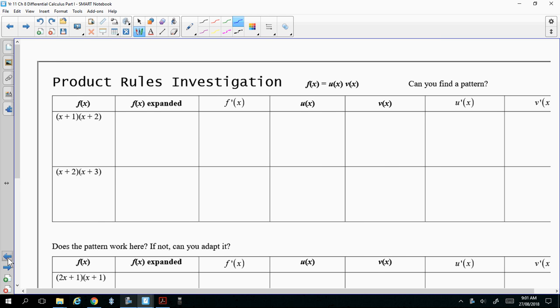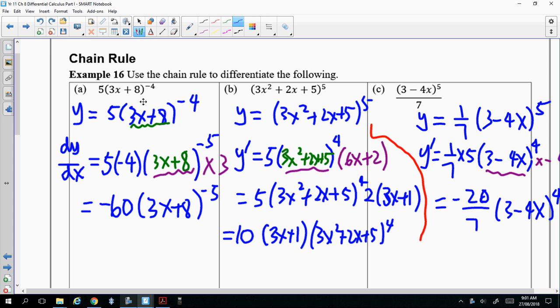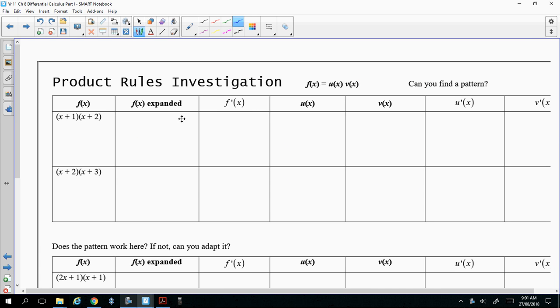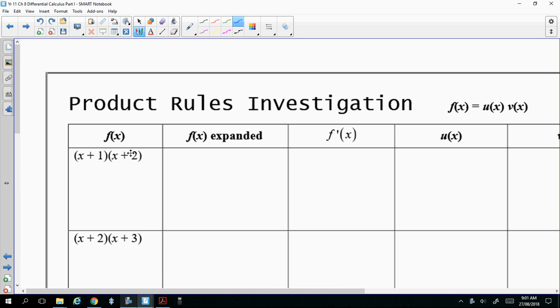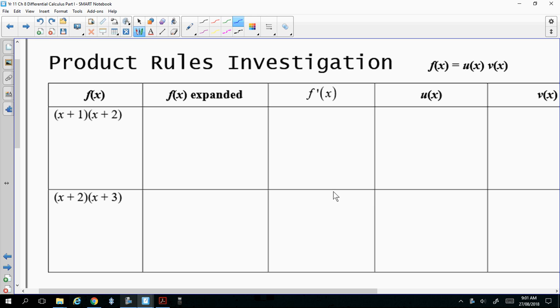Last lesson we did the chain rule, on differentiating things with a power outside the bracket. Today we're going to learn how to differentiate products, when two things multiply together. So we're going to investigate a rule. To do that, we're going to fill out this table. We have to learn how to differentiate without expanding. But first, let's expand and see if there's a quicker way.